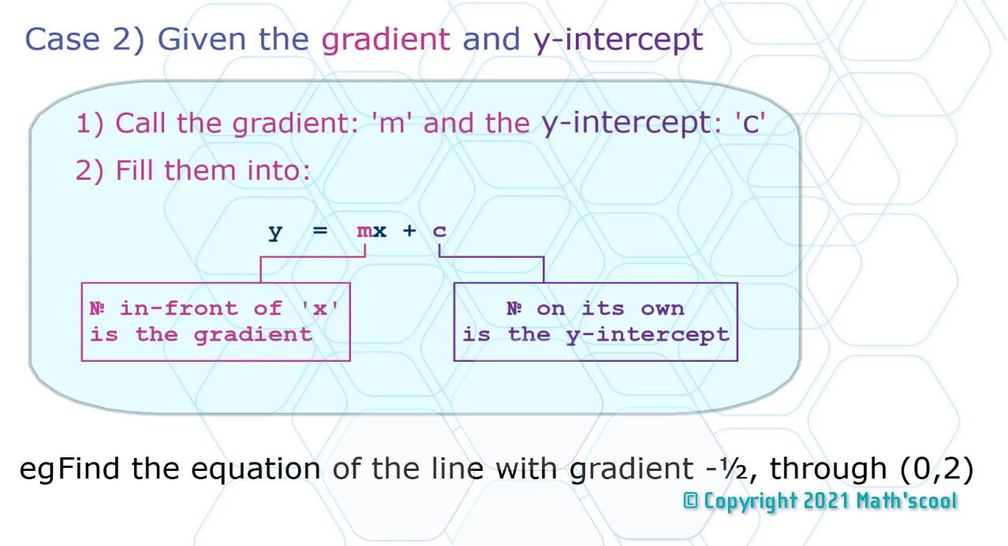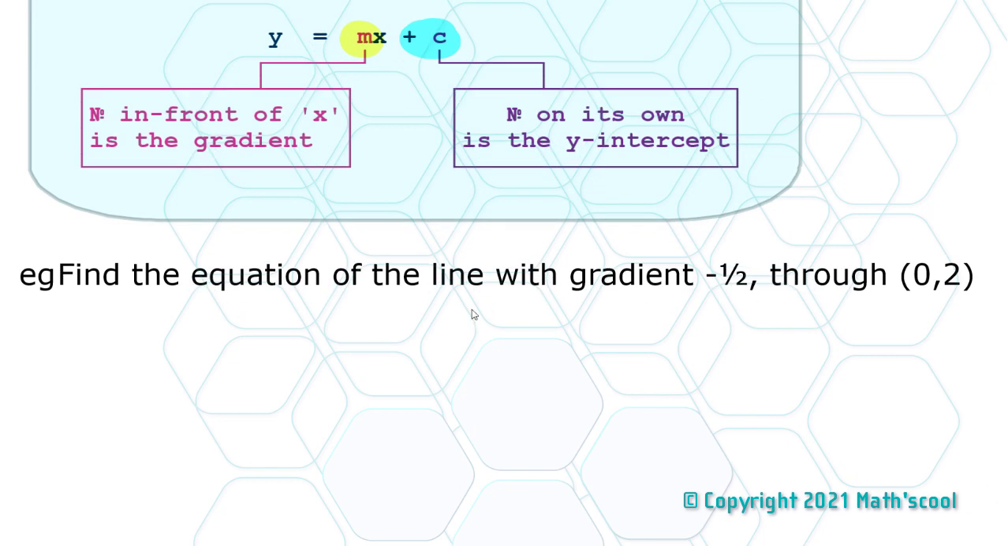The next easiest situation is if they give you the gradient and the y-intercept. Well, you just fill them into y equals mx plus c. You know y equals mx plus c from GCSE maths. M, the number in front of the x, is the gradient. We call it m. And the number that's on its own is the y-intercept, where it hits the y-axis. So if I look at this question, I can see that they've given me the gradient. And maybe if I look closely, I'll realize that this is the y-intercept.